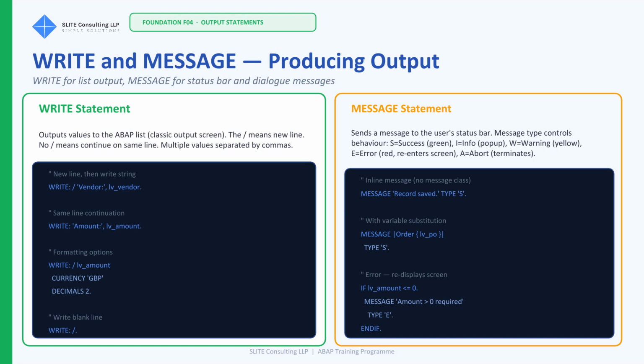The message statement sends a message to the user's status bar. The type parameter controls how it behaves. S for success shows a green message and continues. I for information shows a pop-up. W for warning shows a yellow message. E for error shows a red message and re-enters the current screen. And A for abort terminates the transaction completely. On Slalom projects, we use inline message syntax with the pipe delimited string template for clean, readable code.